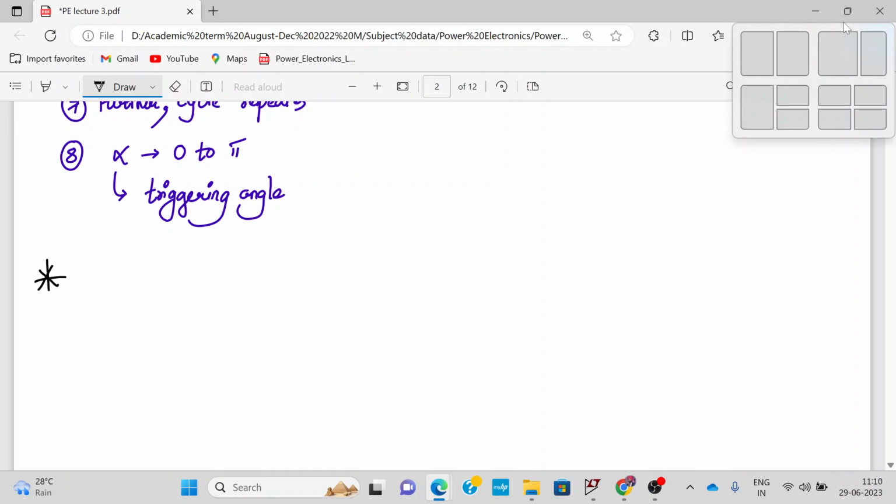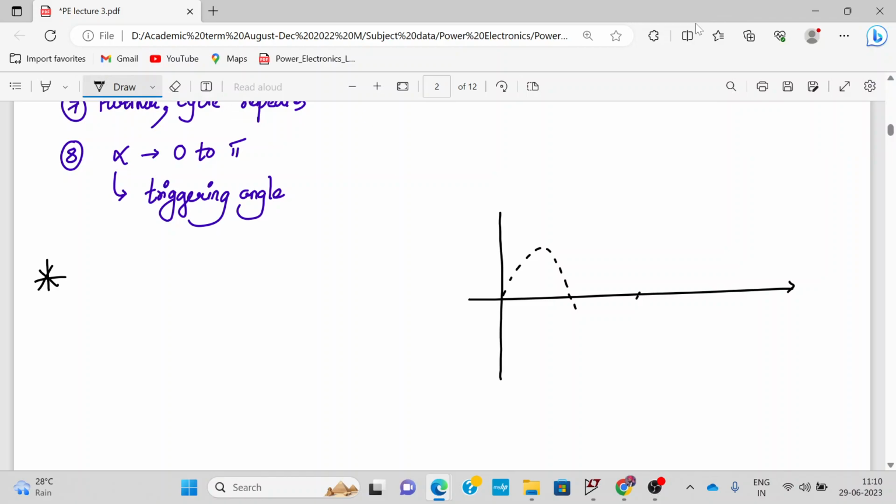Let's draw the output voltage waveform quickly. So let me draw the input in dotted line. It's just a sinusoidal signal. So this is my input, this is omega t, and I have to draw the output. Now we have seen how the waveform looks, right? So at alpha, here we can say at 2 pi plus alpha, the waveform is something like this.